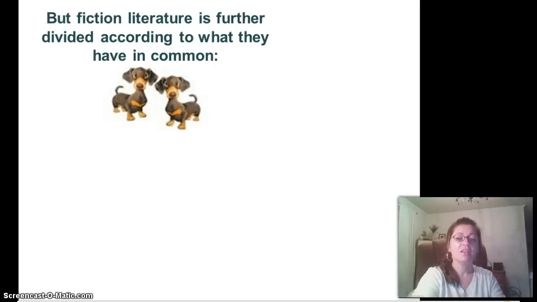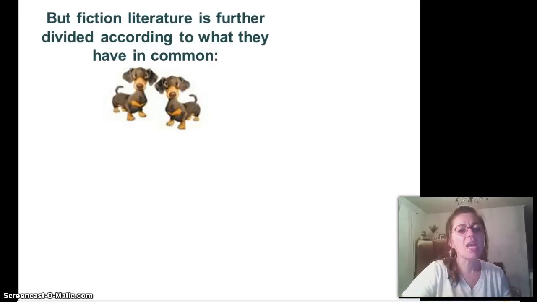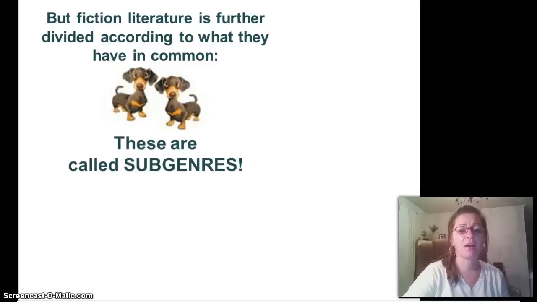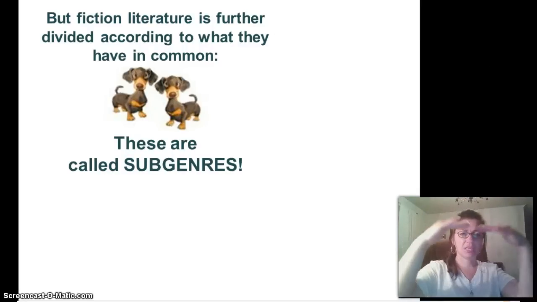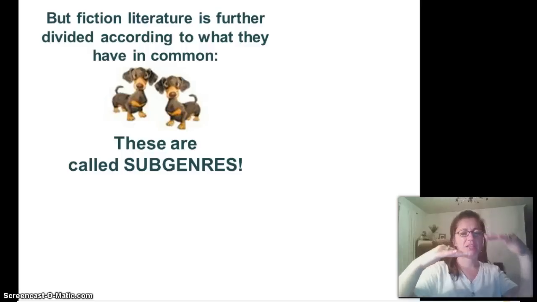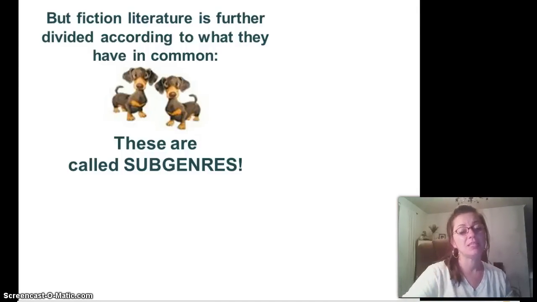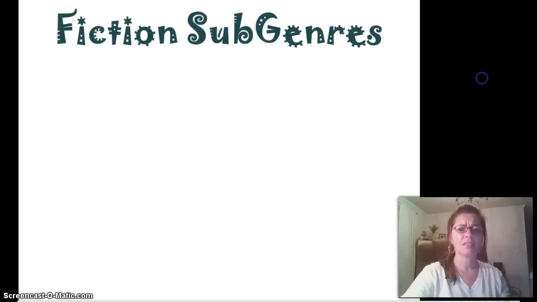So there we have it. Sometimes two stories have such similar techniques. The author used such similar techniques and used specific settings that made it very similar to another. So they started grouping all of these pieces of fiction into little subgroups, depending on what they had in common. Those are called subgenres. So again, we have this big fiction category up here, and underneath there we have all these little subgenres. They have all the elements of fiction, but they have things that are unique to them. Let's see what that's all about.